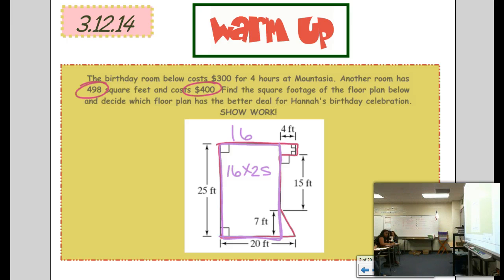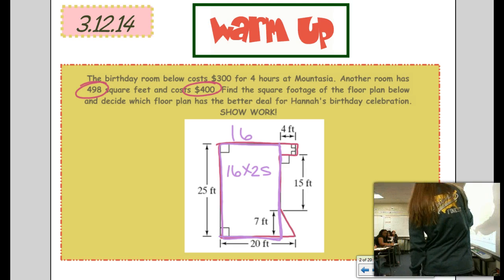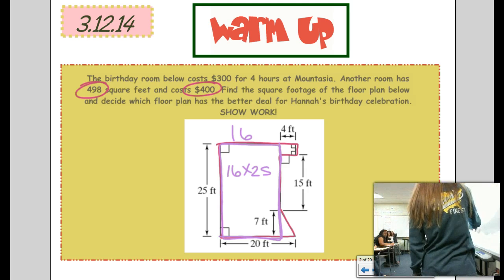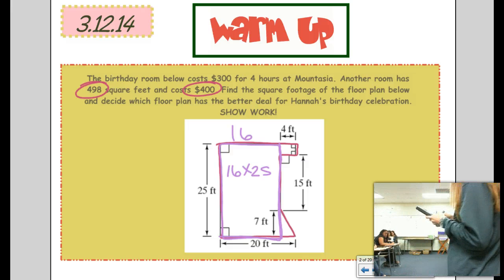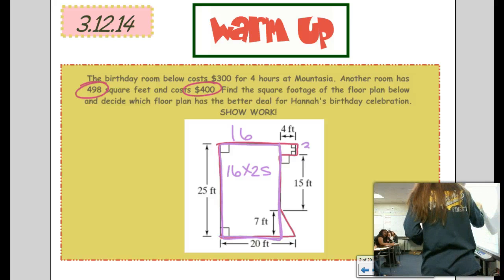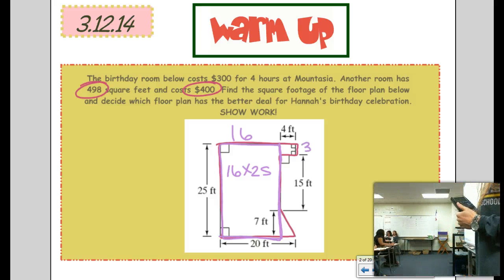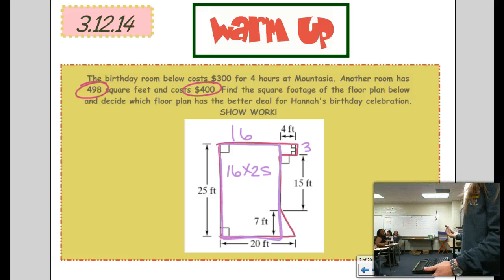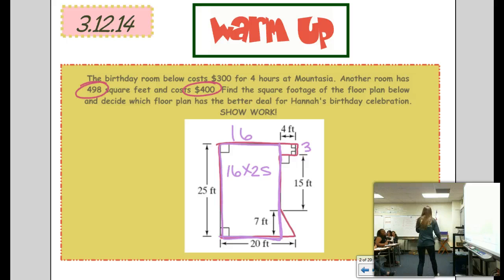What about that tiny little, is it a square? Okay, so this is 25 minus 7 minus 15. Good job. So it's not a square, it's a rectangle. 3 times 4? 12. So there's the area of that one. What was 16 times 25?